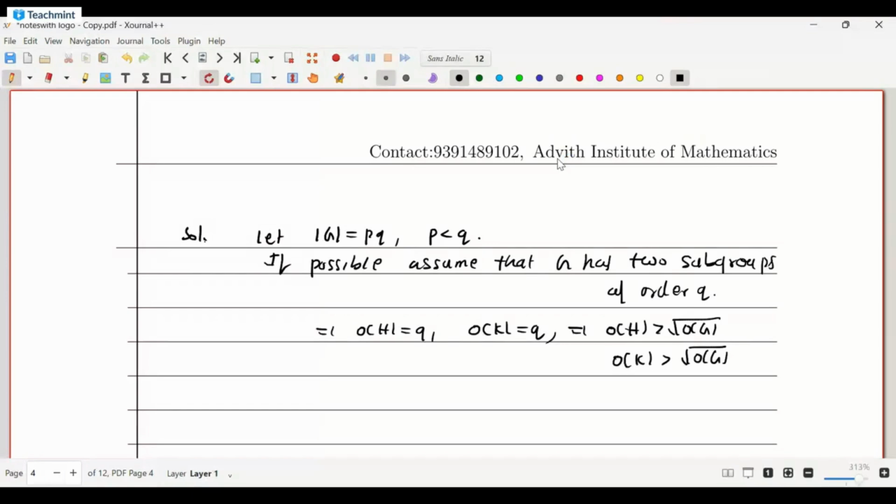అండర్ రూట్ ఆఫ్ PQ వాల్యూ ఎంత సార్? అండర్ రూట్ ఆఫ్ PQ ఈ వాల్యూ ఎంత? ఈజ్ లెస్ దెన్ Q, లెస్ దెన్ ఆర్ ఈక్వల్ టు Q. Q is greater than under root of PQ అనే కదా. Q is greater than under root of PQ.